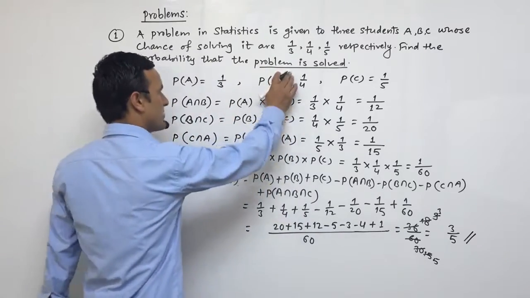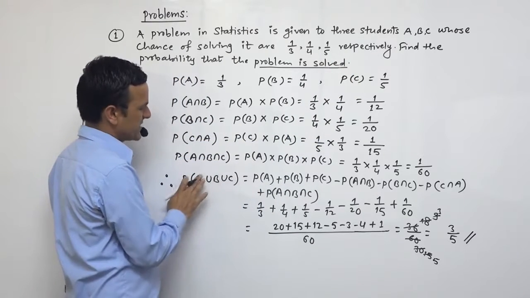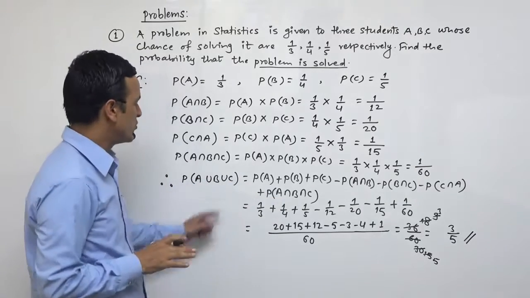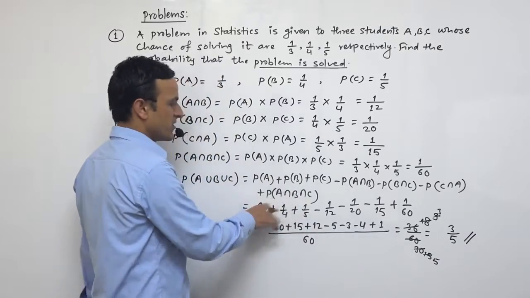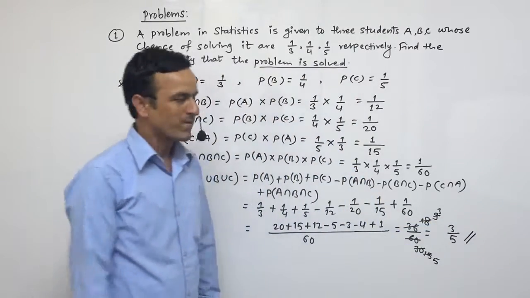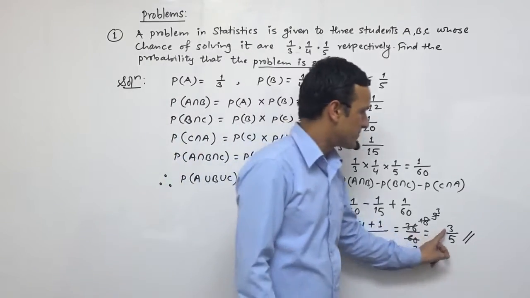So the problem should be solved by any one person, that may be A or B or C. That means we should write the union sign and apply this formula, and after substituting all the values, our final answer should be this one. So this is the probability of solving this question by any of the 3 persons.